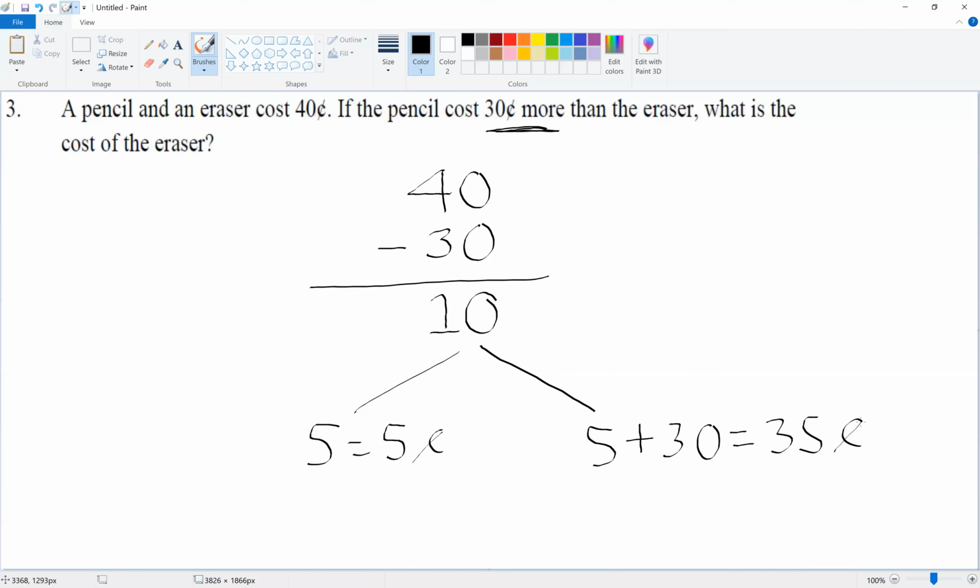Mr. B, I don't understand what you just did. I took the excess off. How much more is the pencil? Oh, okay, 30 cents, right? Yes. If the pencil wasn't 30 cents more, then the total would have been 10 cents, correct? Yes. Then the pencil and eraser would be the same price, which is 5 cents, 5 cents. And then I added the extra. Okay.